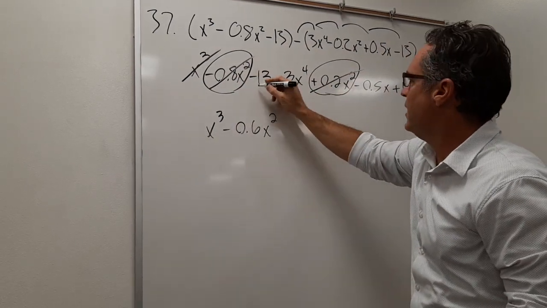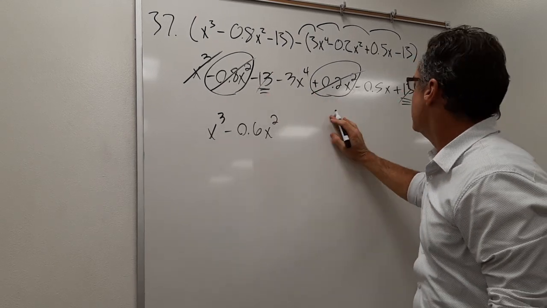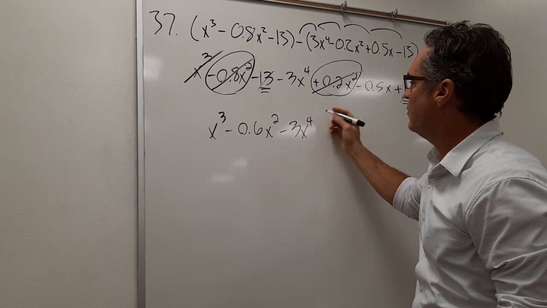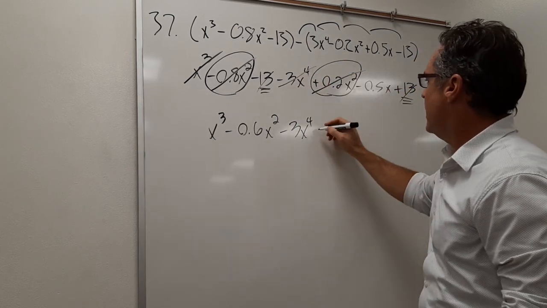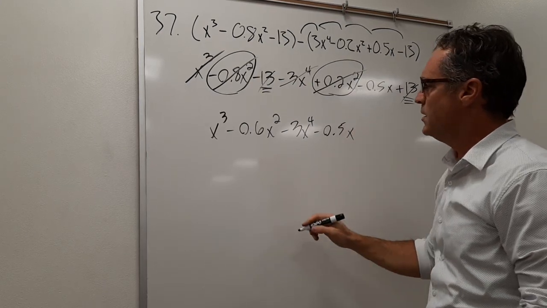Okay, I have a negative 13. I have a positive 13. Those very serendipitously get rid of each other. I have a negative 3x to the fourth. I don't have any other x to the fourths. I have a negative 0.5x. I don't have any other sole x points.